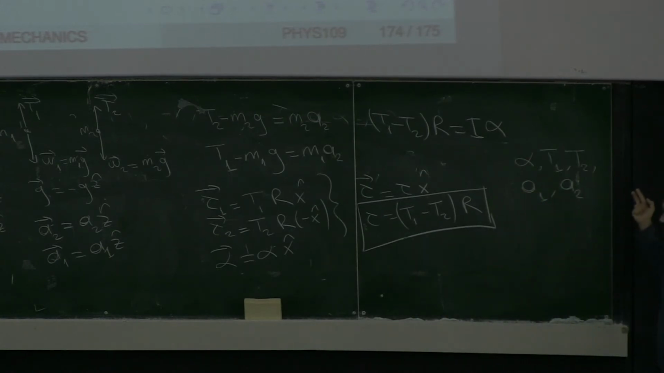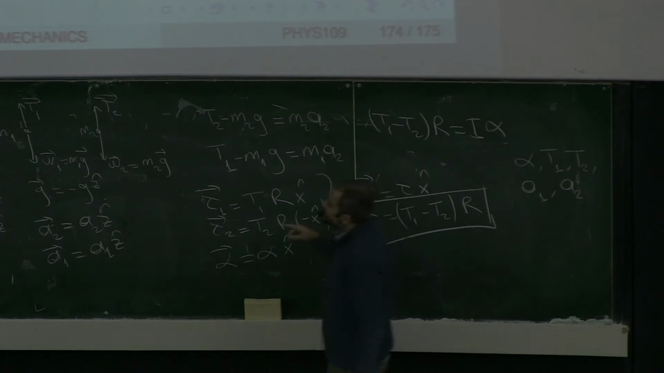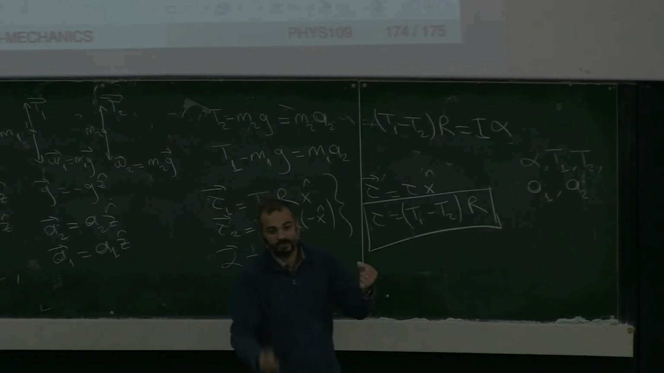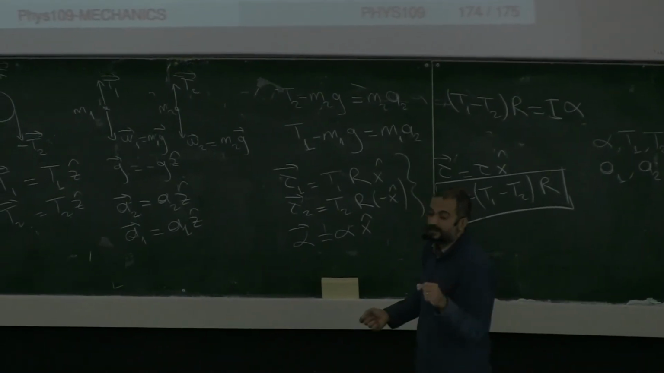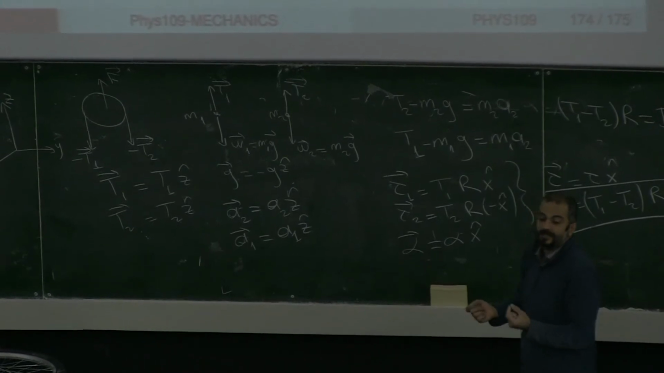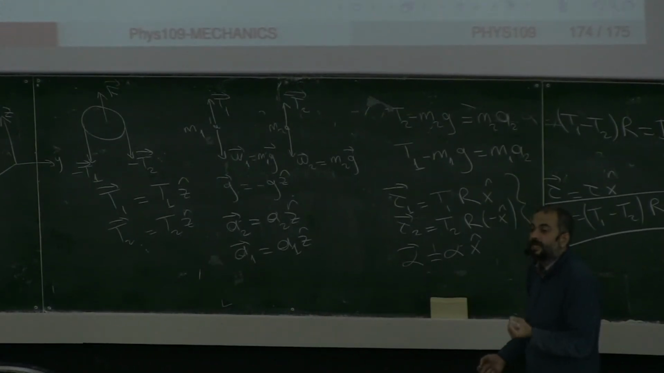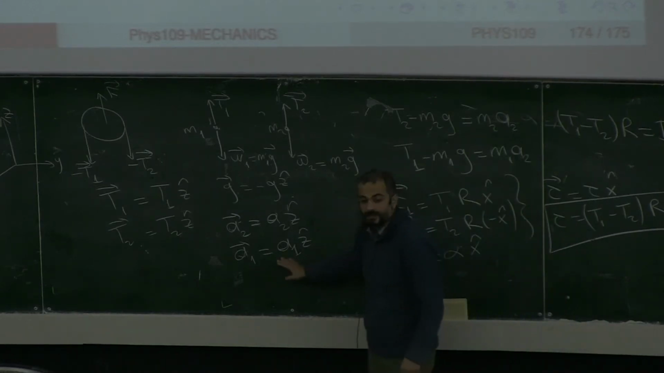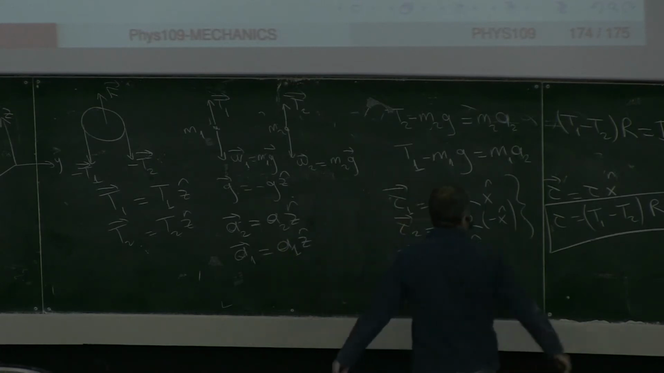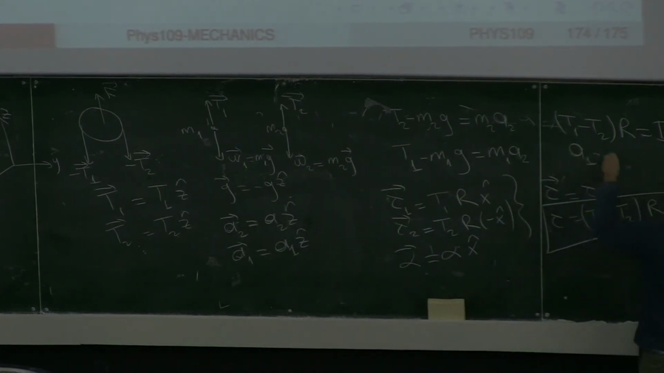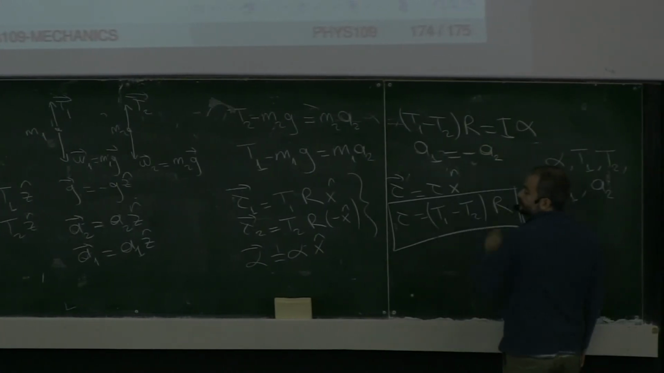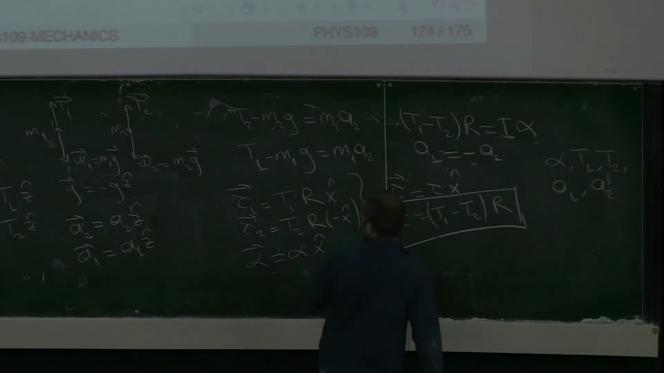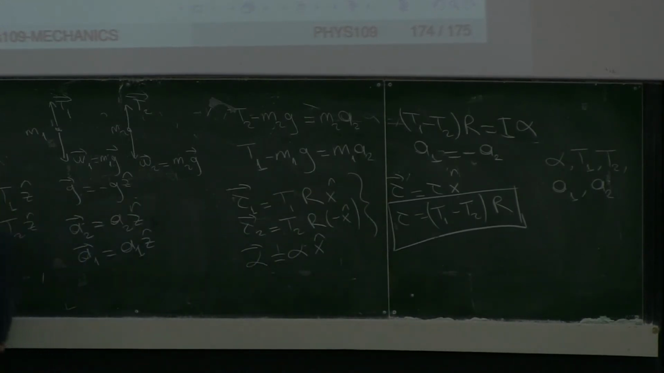I need 2 more. Well, one is just since mass 1 and mass 2 are attached to the same string, if one of them goes up, the other one should go down. So their displacements should have opposite signs. That means their velocities should always have opposite signs, which means that their accelerations should always have opposite signs. One of them has acceleration A1, the other one has acceleration A2. So A1 should be equal to minus A2. So this is the 4th equation we have.